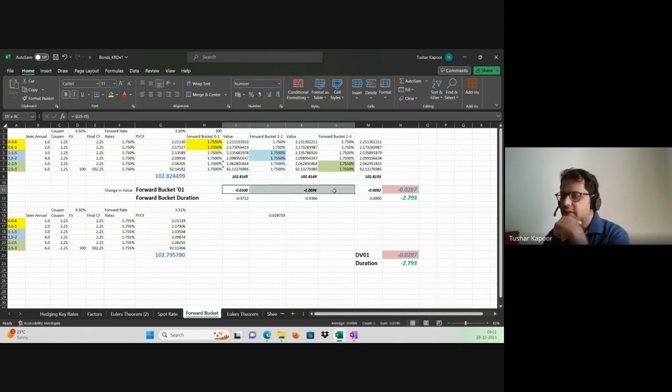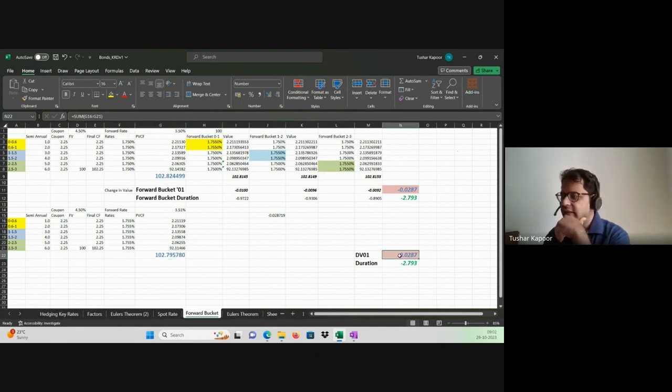Now the sum of all the forward bucket 01 is going to be 0.0287. Similarly, the sum of all the key rate or forward bucket durations is going to be 2.793. This is the most important conclusion that we have, right? Now let's try the same thing if we were to split the half basis point increase across all tenors. If we do that, then the new bond price will be 102.795780. Now I'm going to find out this price minus this price to find out the key rate 01, or sorry, not key rate, but DV01.